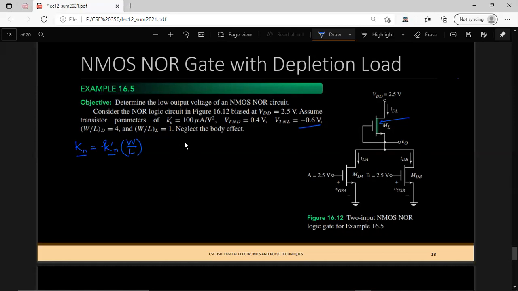For this problem, we are given two inputs, both input A and input B, and both are at 2.5 volt. So this is a NOR gate. Both inputs are high voltage, therefore the output should be low voltage. So what about the operational mode? Let's say about the load circuit, the load MOSFET.